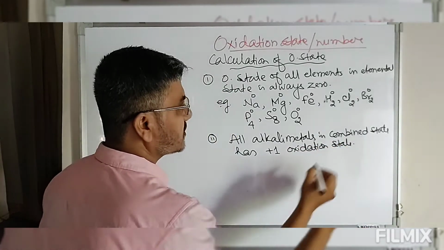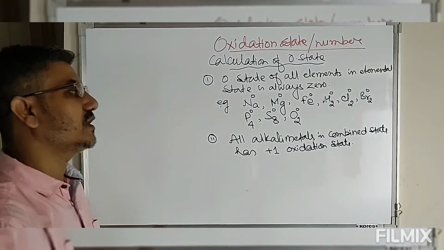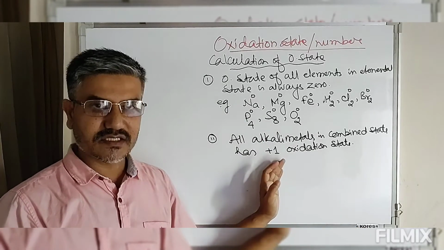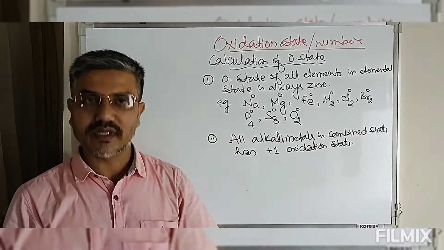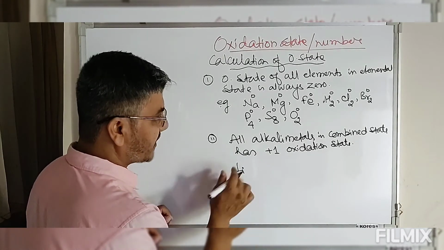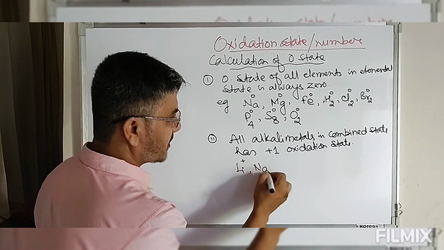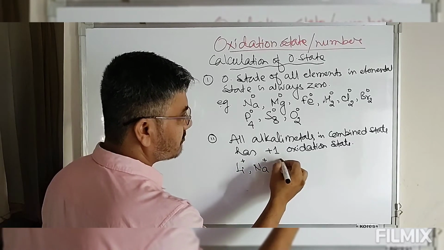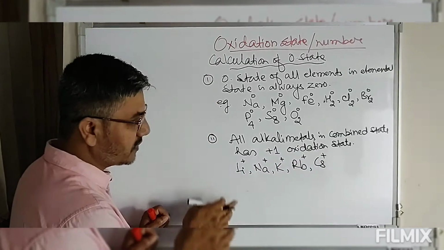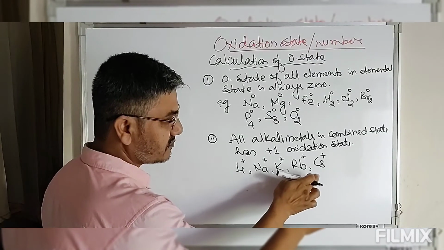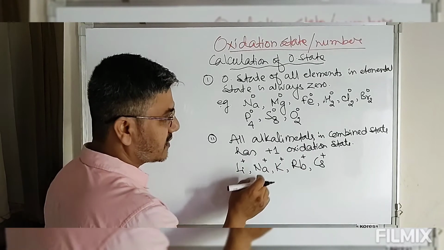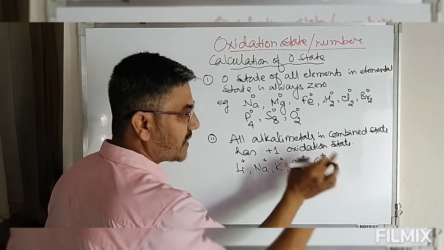As I told you the reason, alkali metals, due to the presence of one electron in the valency shell s orbital, by losing this one electron, get converted into a cation, and that cation has noble gas configuration. So lithium in combined state will have +1, sodium +1, potassium +1, rubidium +1, cesium +1. All these alkali metals, when combined with another element, will always show a positive oxidation state of +1.